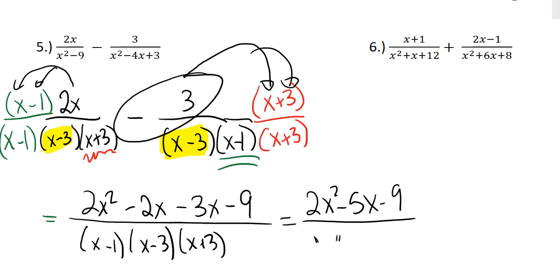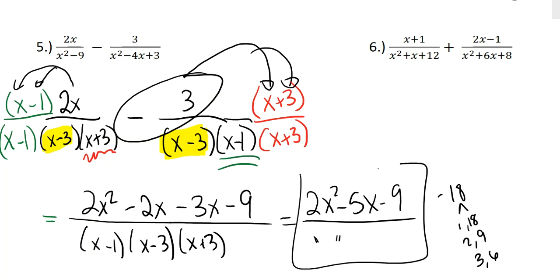And I want to see if the numerator factors down. So 2 times 9 is negative 18. I'm going to list my factor pairs. Nothing will give me the middle, so that's actually factored. So let's write those binomials back in. And that would be that answer for that one.